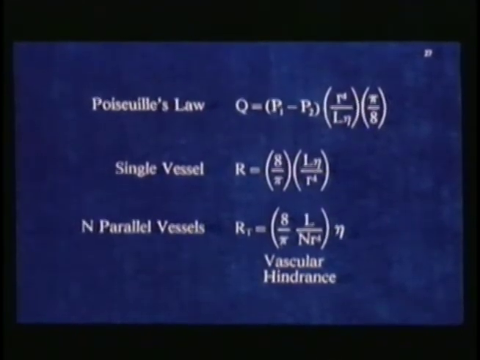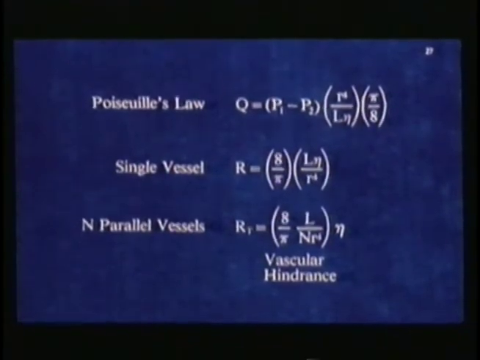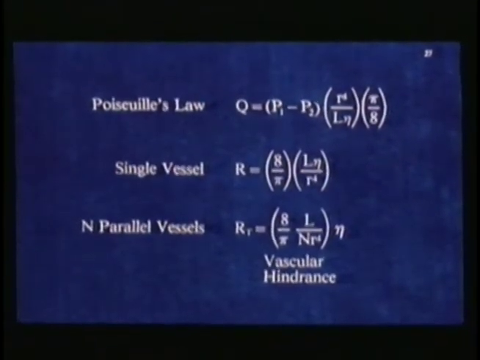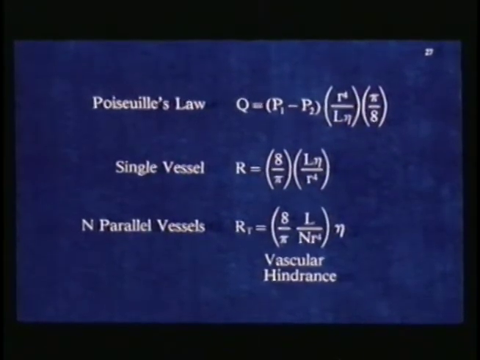The combined effect of these geometric factors, including the constant 8 over pi, on flow resistance is referred to as vascular hindrance. The point to remember is that total resistance in a generation of parallel vessels is equal to vascular hindrance times fluid viscosity.